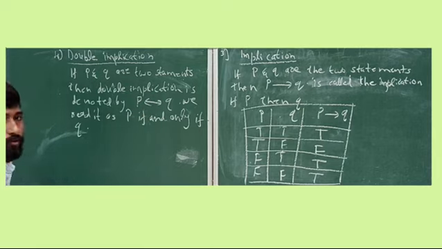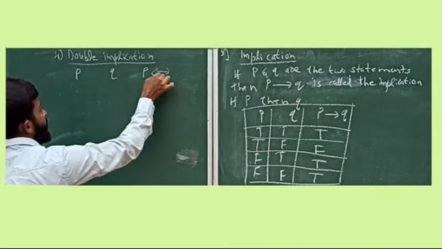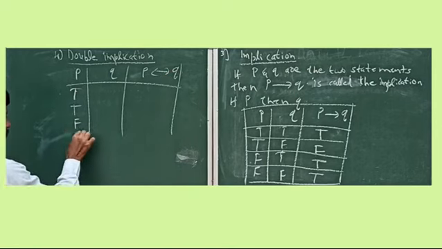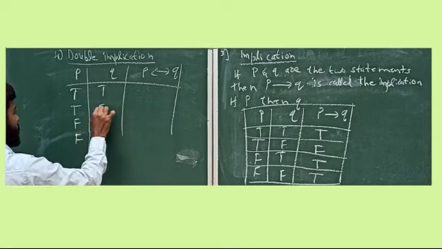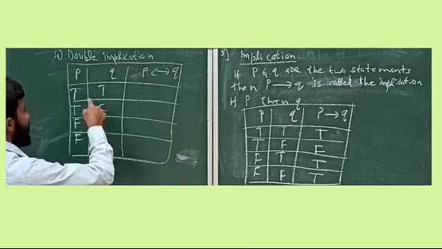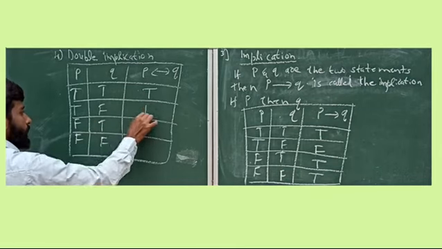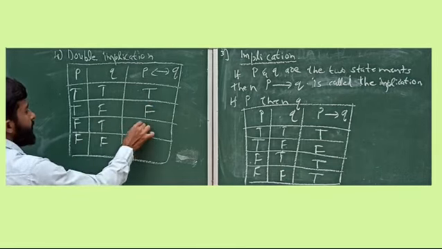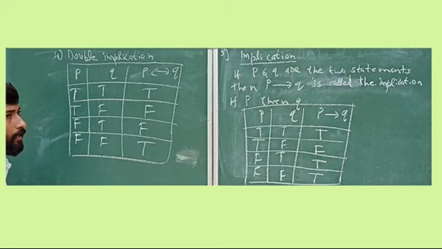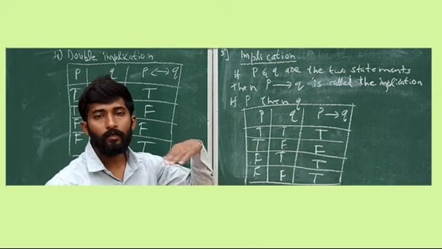Remember, see the truth table. P, Q, P double implication Q. True, true, false, false; true, false, true, false. Now see the values. True, true in double implication is true. True, false is false. False, true, again it is false. False, false is true. In implication, true false is false, all other values are true.